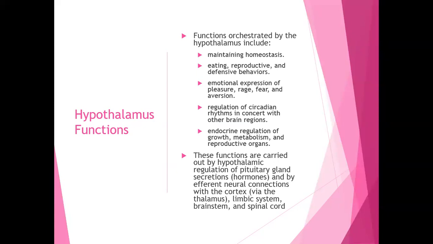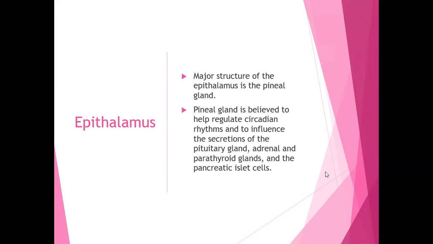The hypothalamus also has neural connections with the cortex via the thalamus, the limbic system, that's the emotion part, the brainstem, and the spinal cord. So the hypothalamus, right in the middle of the brain, it's pretty important. It's a really important little area there.